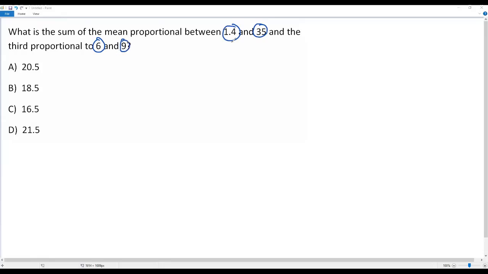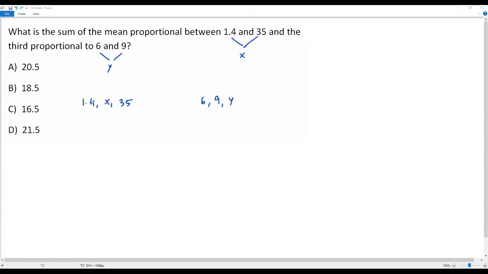Once we get the mean proportion of these two numbers and the third proportion of the other two numbers, we have to add them. Now let me say the mean proportion of these two numbers is x, and the third proportion of the other two numbers is y. Since x is the mean proportion, we insert x between 1.4 and 35. Then we get 1.4, x, 35. And since y is the third proportion of 6 and 9, we write 6, 9, y.